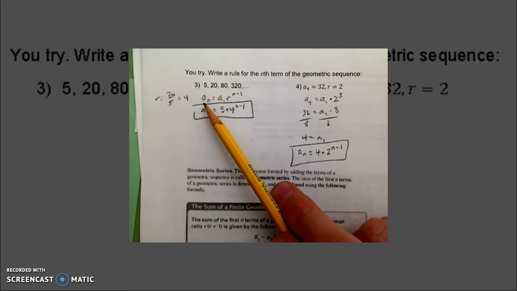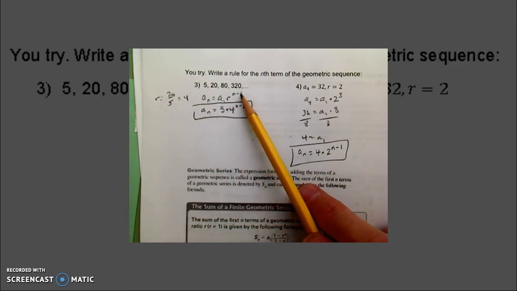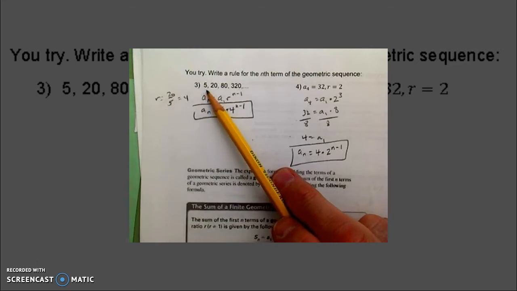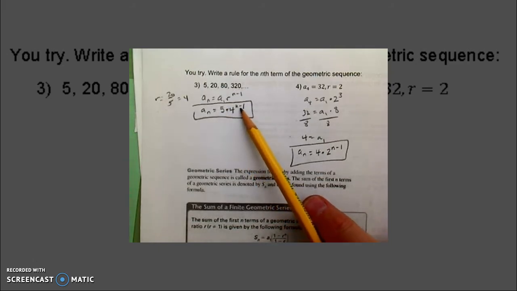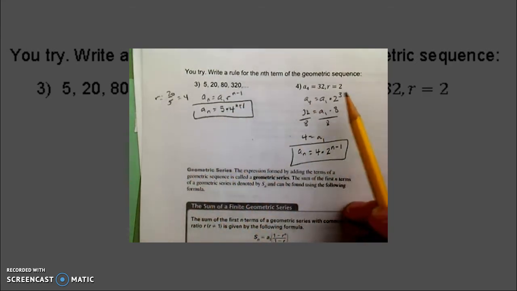So now I can write my general form, a sub n equals a sub 1 times r to the n minus 1. Substituting in what I know, my a sub 1 is 5, my common ratio is 4, and I'm raising that to the n minus 1. Careful now to not multiply these two together. I need to raise 4 to whatever power I'm looking for first, then I can multiply that answer by 5. So this is my rule for the nth term.